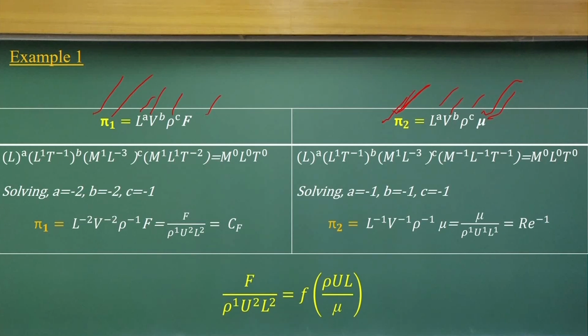So, now it is easy. You consider the power exponent for the length to be a, for velocity b, and for density c. It is very easy.